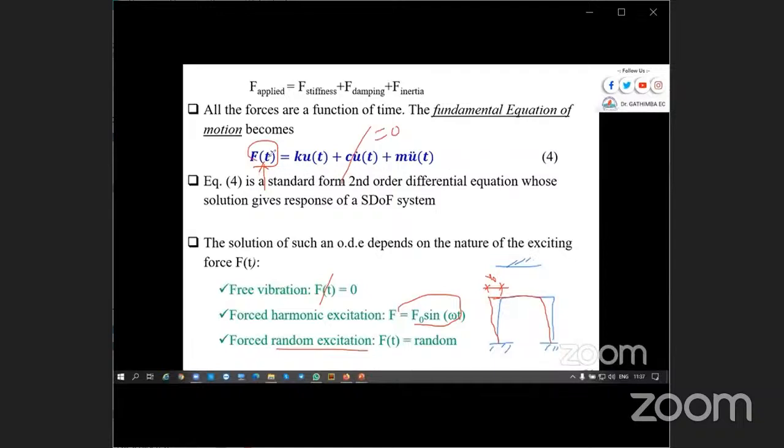And if there is free vibration, this will become 0. So you only have Ku plus M u double dot. And as you can see here now, we have reduced our ODE to a homogeneous ODE. So now you will start thinking. For the people who say the mathematics you study, I will never use them, now here you're going to use ODE.